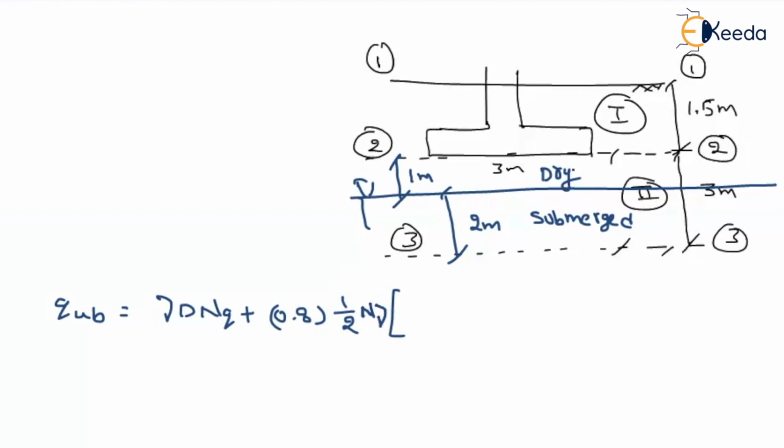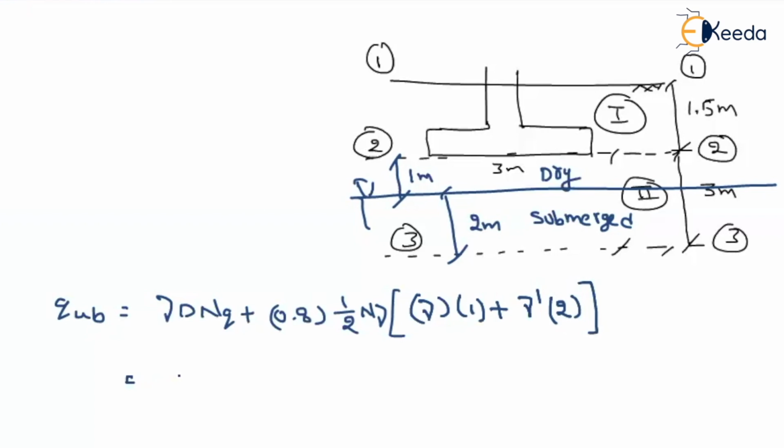No. Some part is under dry, some part is under submerged condition. So what is the dry distance? Depth 1 meter. Gamma into, up to how much depth is it under dry condition? 1. After that it is under submerged. How much? Gamma dash, up to how much distance? Depth 2. That's it. Substitute the parameters.